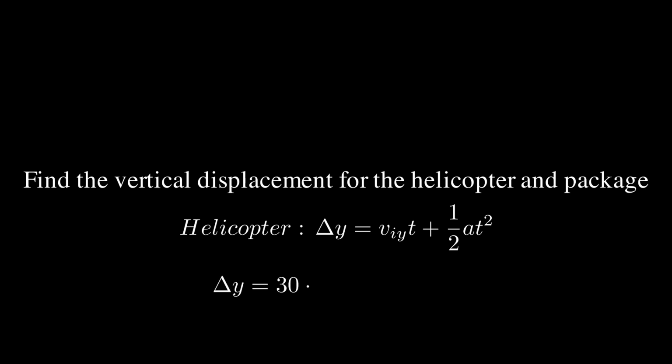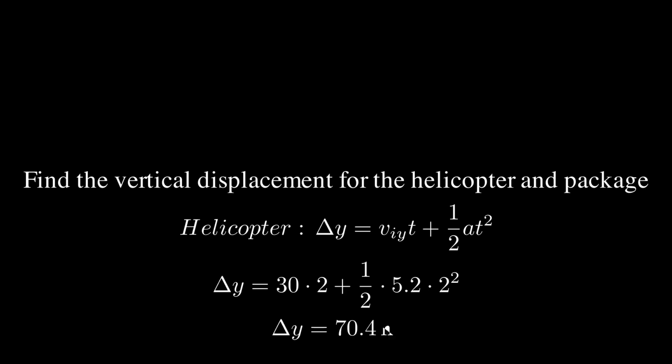So let's find the vertical displacement for the helicopter and the package. So for the helicopter, we know that the displacement equals the initial velocity times time plus 1/2 at squared. So we know the initial velocity, right when the rope is cut, it's 30, and then the time is 2 seconds, 1/2 times the acceleration, which is 5.2, and then t squared is just 2 squared.